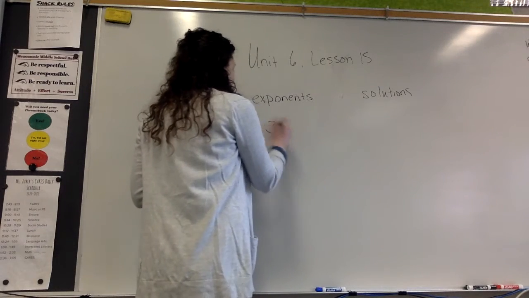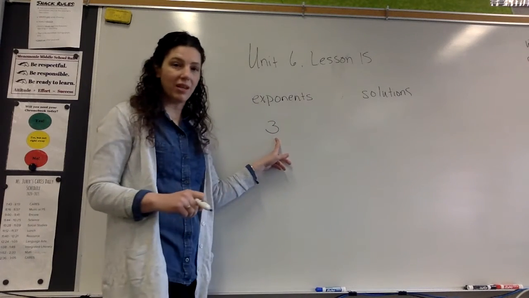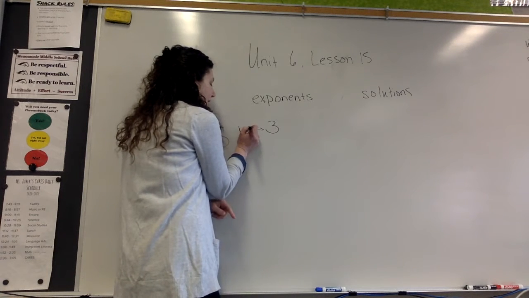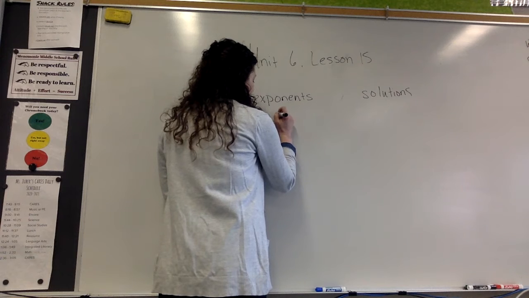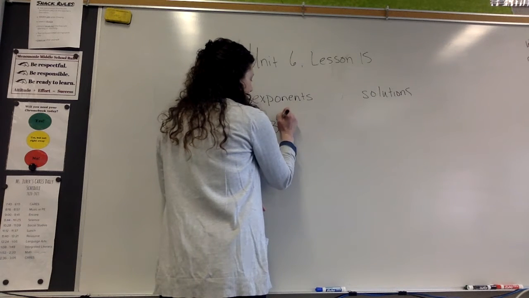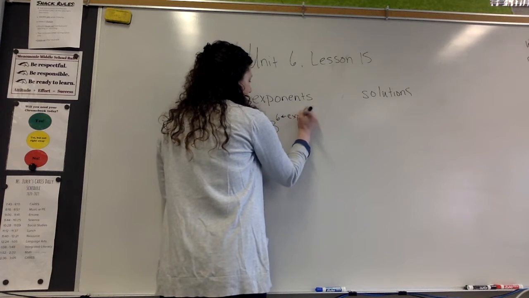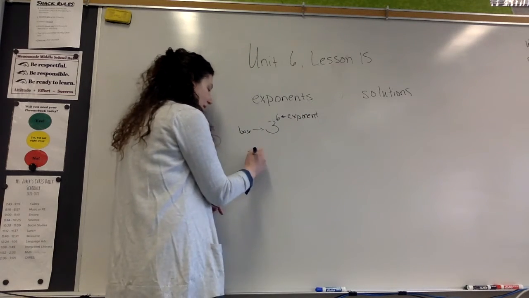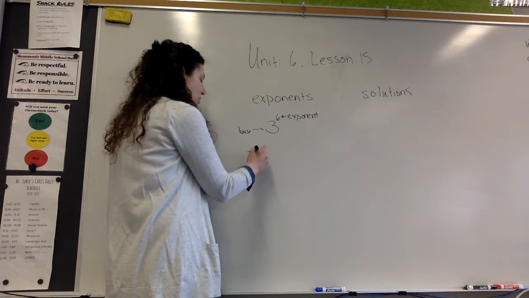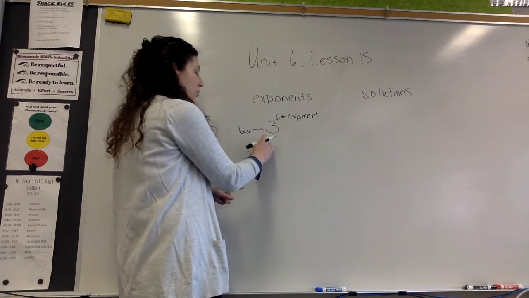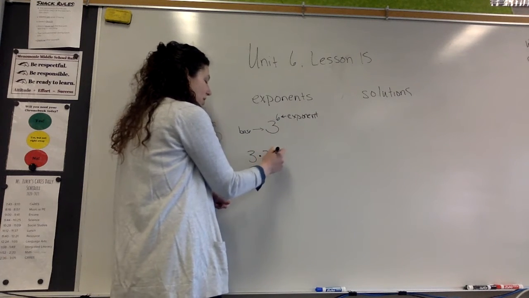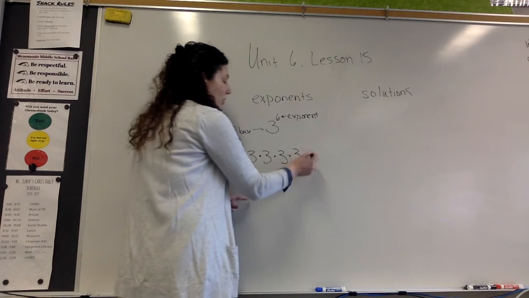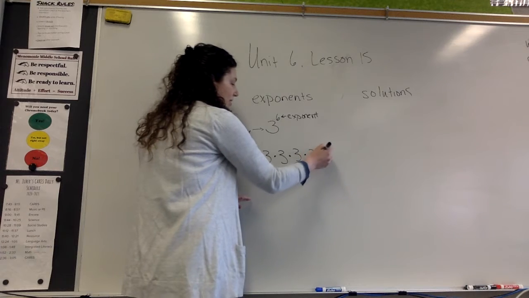Just a quick reminder that the number that is big is our base. So this is our base. And then that little floaty number is an exponent, right? That's what we call our exponent, that floaty number there. The base is the number that we repeat. The exponent is the number that tells us how many times we repeat. So we would read this as 3 to the 6th power. And the way we would write this is we would write 6 threes: 1, 2, 3, 4, 5, 6.